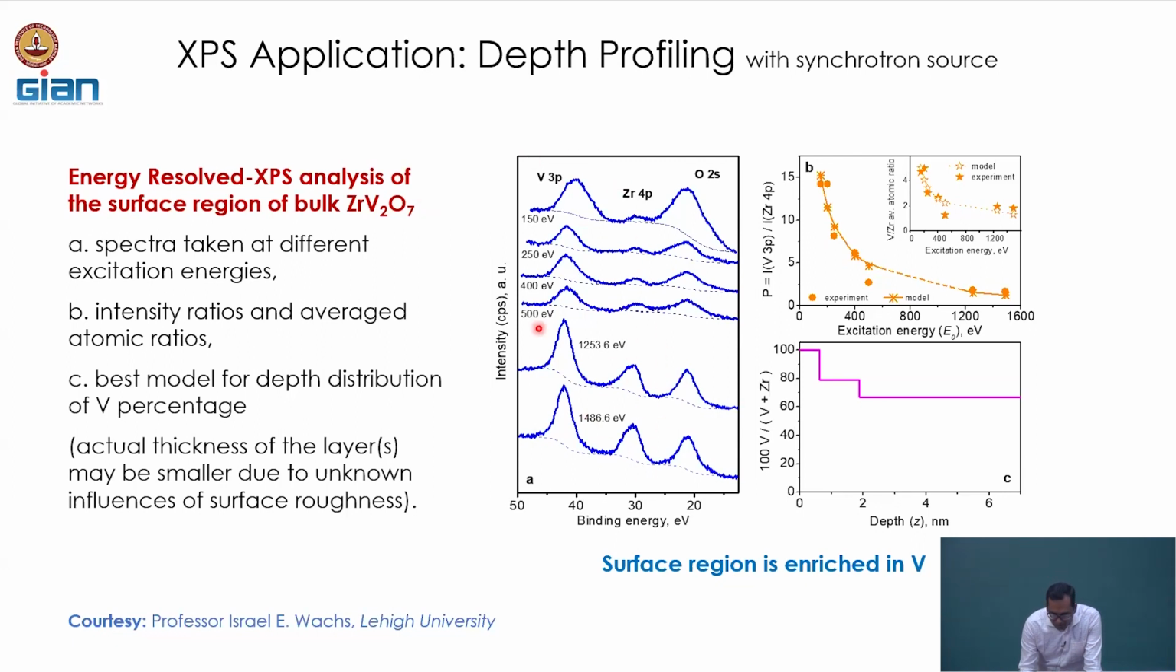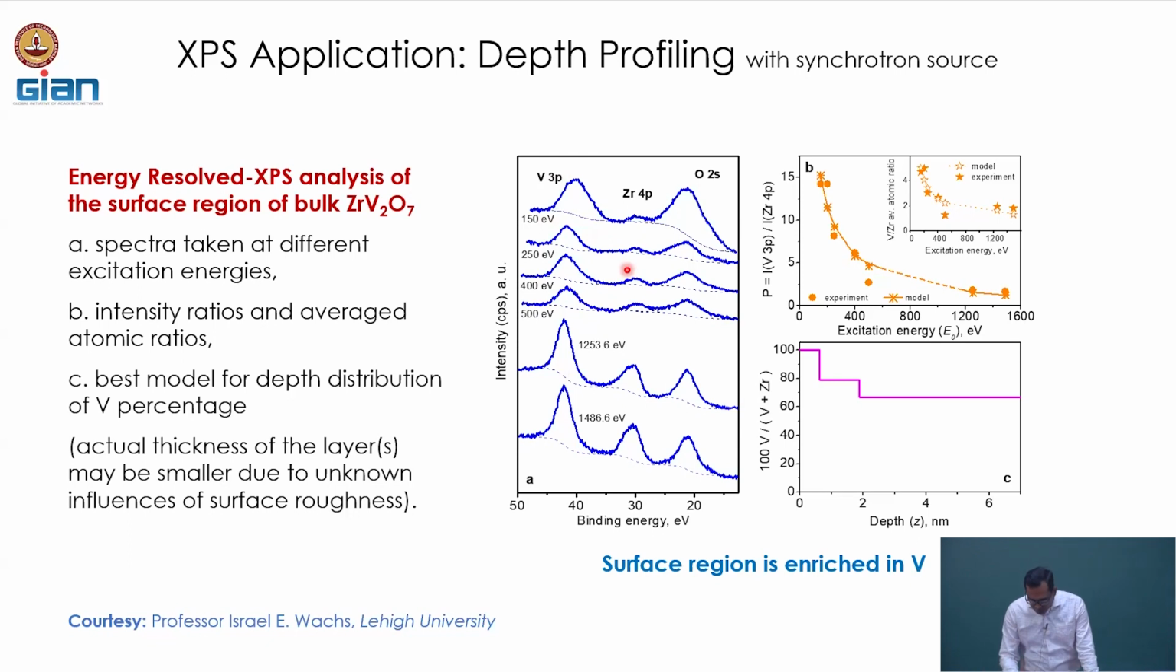But now as we are decreasing the X-ray energy to 500, 400, 250 and 150 electron volt, that means the depth we are probing from the surface is continuously decreasing, and we are concentrating more and more on the surface part. Although we are still seeing the vanadium 3p peak, the zirconium 4p peak intensity has gone down significantly. That shows even if the bulk structure is zirconium vanadate, the surface is enriched in vanadium.